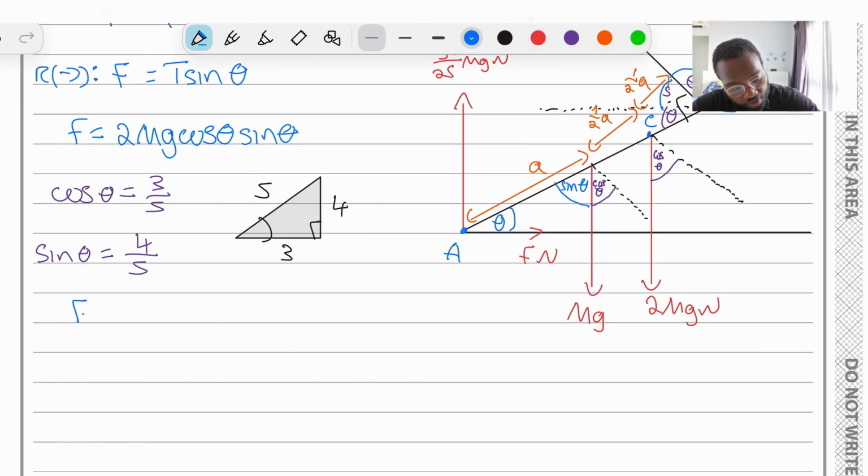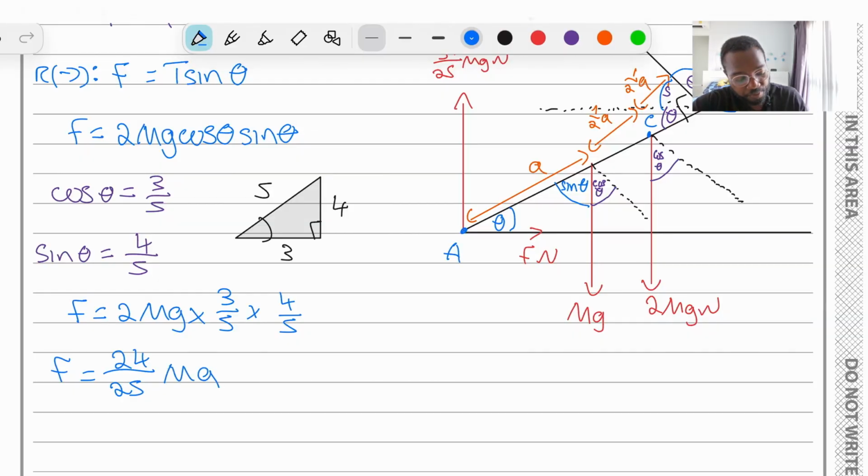So F is equal to 2 mg times cosine theta, which is 3 over 5, times sine theta, which is 4 over 5. And if we work that out, we get 2 times 3 over 5, that is 6 over 5, and then 6 over 5 times 4 over 5 is 24 over 25 mg. So now we've worked out our frictional force is 24 over 25 mg.